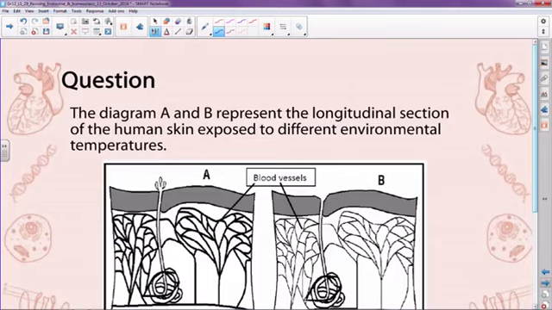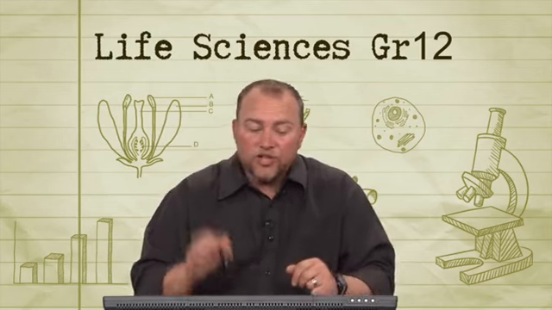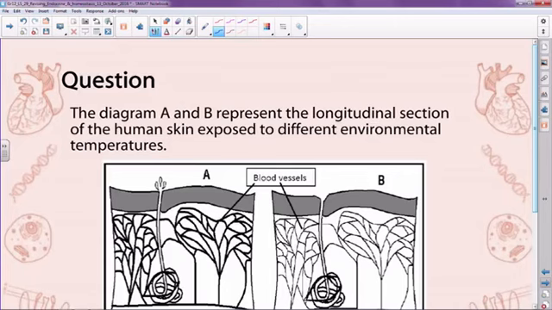Of course, we have more than just one set of hormones that work out homeostasis. Remember the balance in the body. Okay. And this one's quite cool. The diagram A and B represents a longitudinal section of the human skin that is exposed to different environmental temperatures. Now let's have a look at these two.